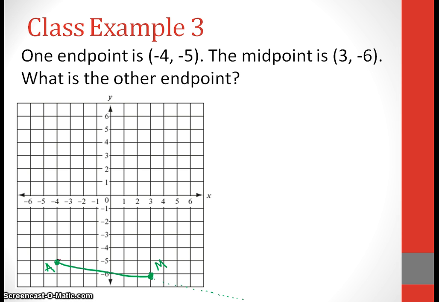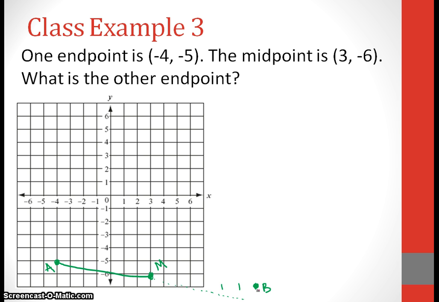So to get from this point, I have to go down 1 and then over 1, 2, 3, 4, 5, 6, 7. So to get to my other endpoint, I would need to go down 1 and then over 1, 2, 3, 4, 5, 6, 7. So this would be my other endpoint. I'm going to call it B.